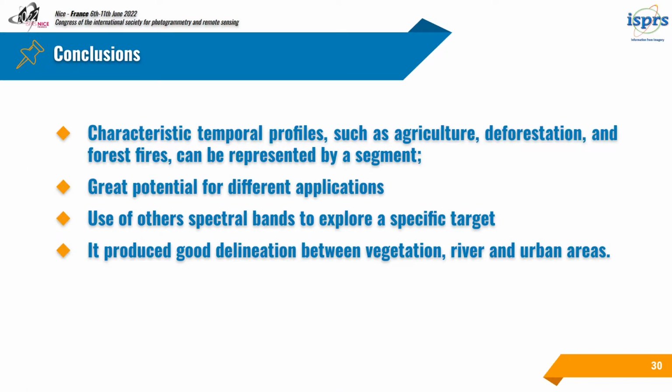Conclusions. Characteristic temporal profiles such as agriculture, deforestation, and forest fires can be represented by a segment. Great potential for different applications, with the use of other spectral bands to explore a specific target. It produces a good delineation between vegetation, river, and urban areas.